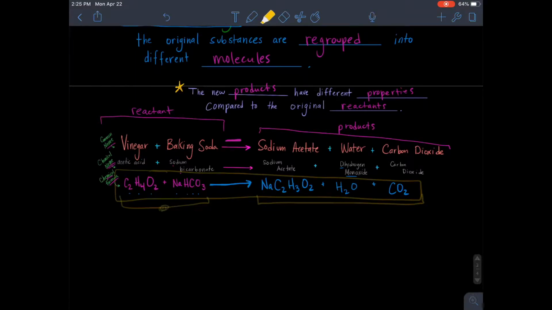It's just that these things all got rearranged into the new products, which is over here on the right side of our arrow. So you can see there's no new atoms that were created and no atoms that were destroyed in this process. You can see things like the sodium ends up here. The rest of it is all carbon, hydrogen, and oxygen. How that ends up grouping is sometimes in different molecules, and sometimes it attached to the actual sodium.